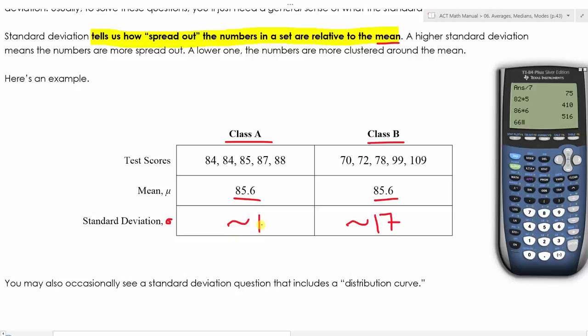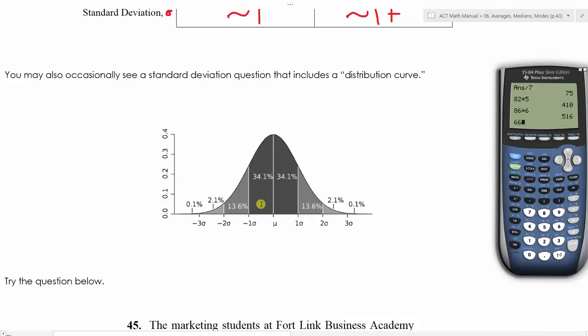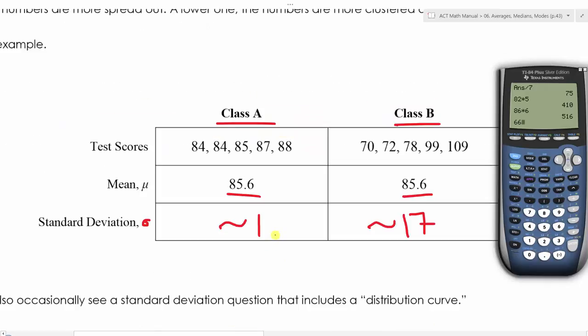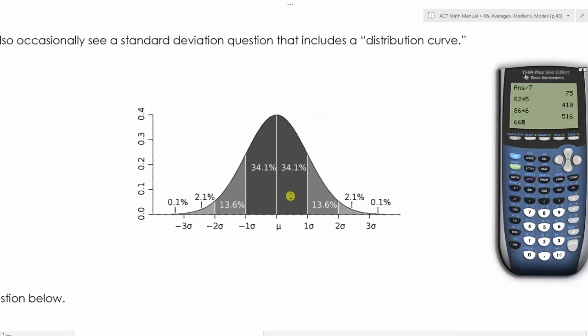So you can see the large difference in standard deviation between these two classes, and it makes sense because, again, Class B is very spread out. The data points are very far away from the mean, whereas these are all clustered around the mean in Class A. Now, you might see a standard deviation question that includes or talks about a distribution curve. These have shown up, although very rarely. So I'm going to relate what we just did up here to this distribution curve.